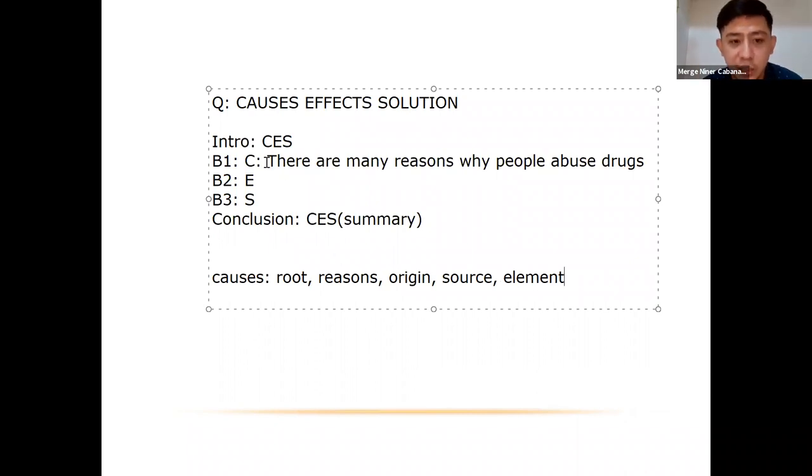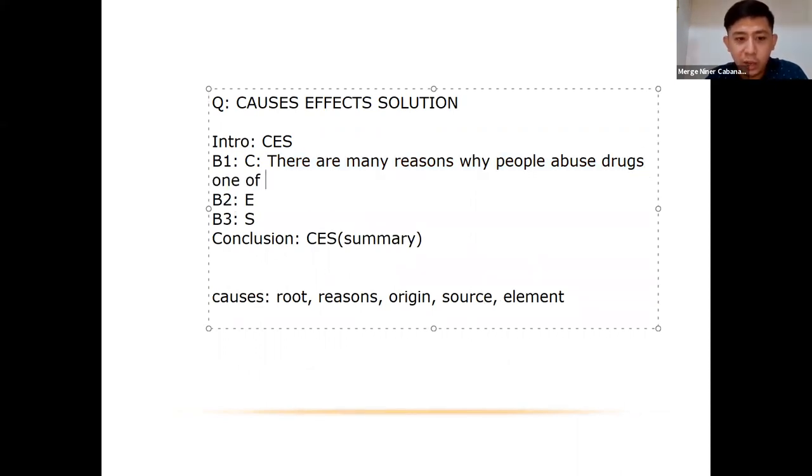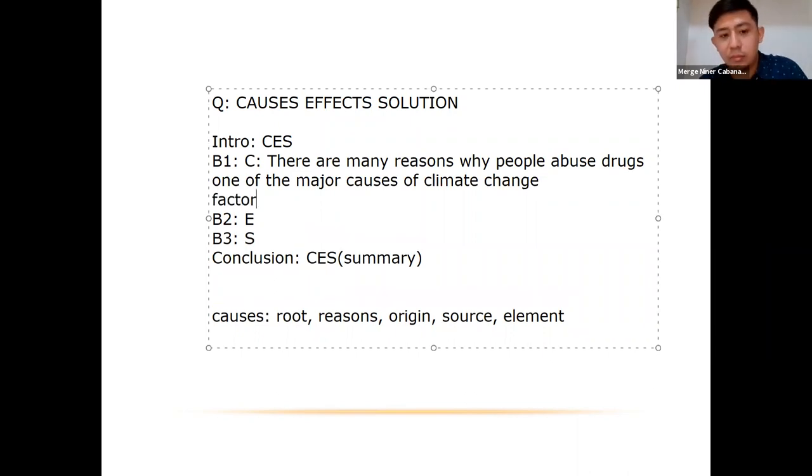So look at this sentence. There are many reasons why people abuse drugs, or one of the major causes of climate change. All right. Another is factor. You can use factor. So one factor of illiteracy is poverty. So I will be using factor. I'll be using reasons. I could probably use origin and source, but I will not be using element. So reasons, causes, factors, source.